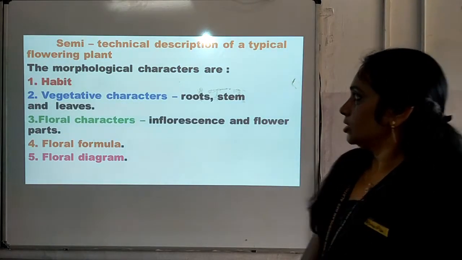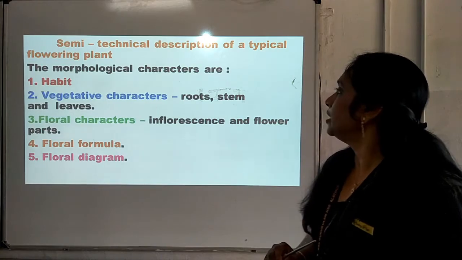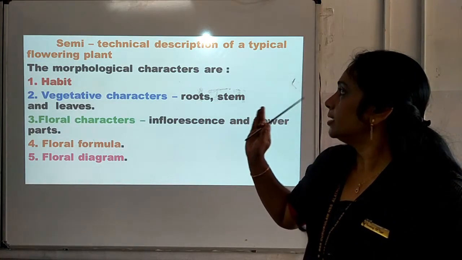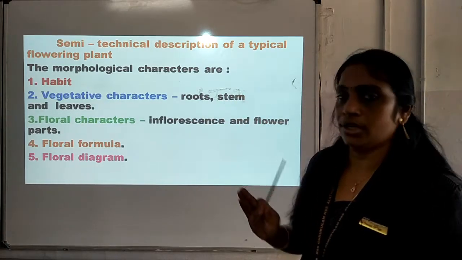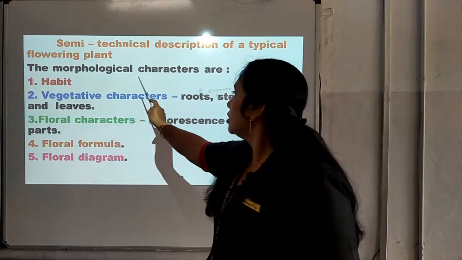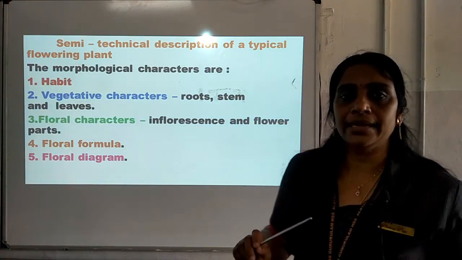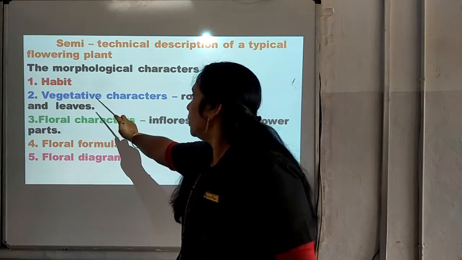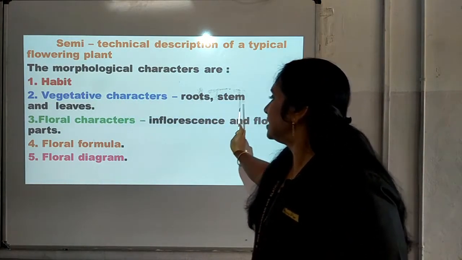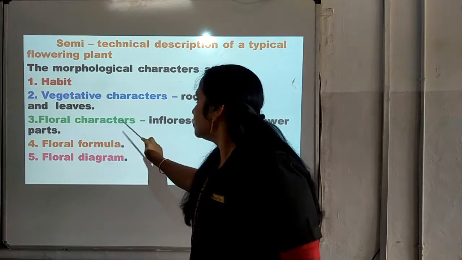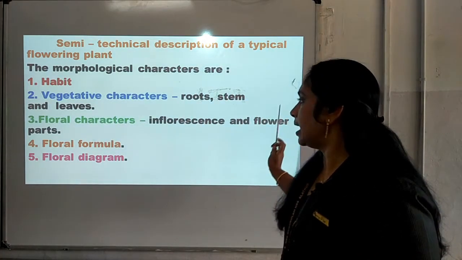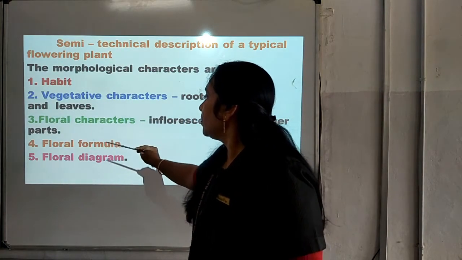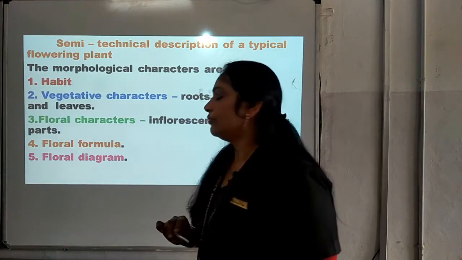Next one is related to the semi-technical description of a typical flowering plant. For a typical flowering plant, there is a semi-technical description. In the case of the morphological characters, in the plant there are habit, vegetative characters such as roots, stem and leaves. Floral characters are there such as inflorescence and floral parts or flower parts, and the fourth one is the floral formula and fifth one is the floral diagram.